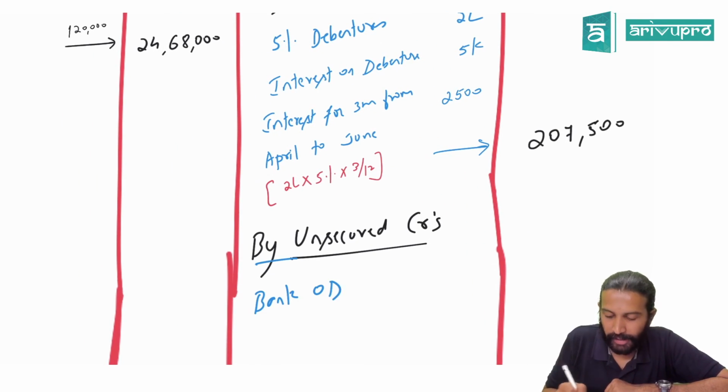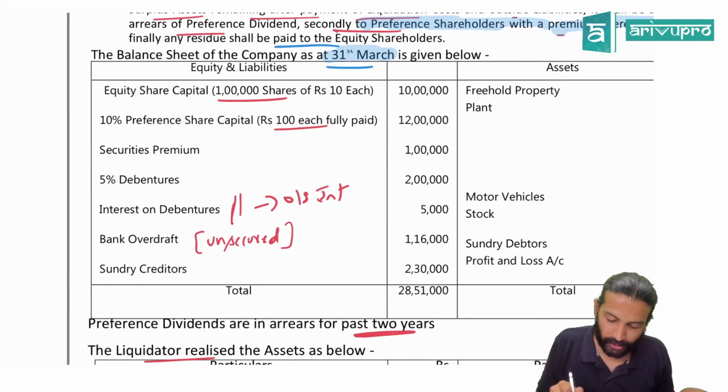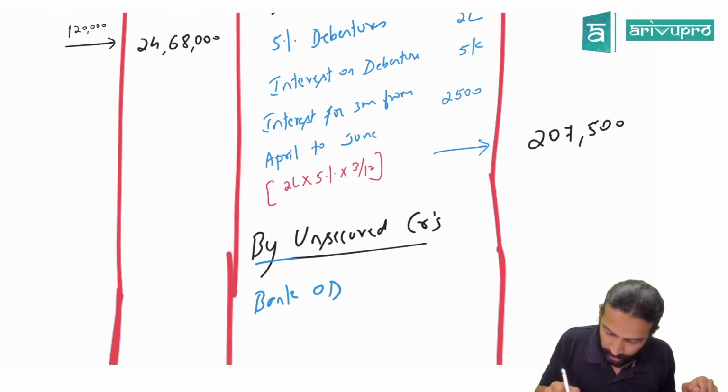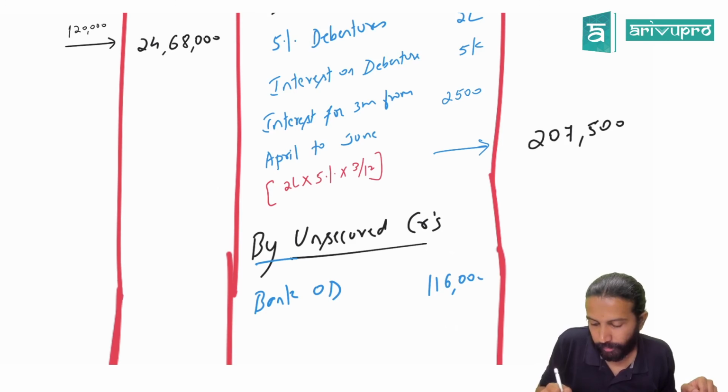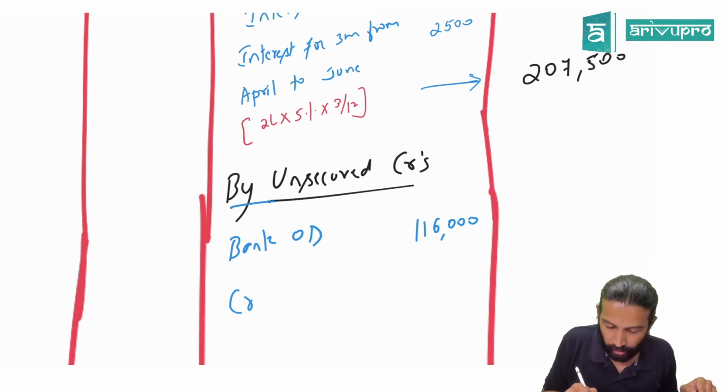Bank overdraft. Did we get any discount on bank overdraft, sir, or they didn't mention anything? If they don't mention anything, we have to pay the balance sheet value, which is 1,16,000, the full value, correct. This is bank overdraft. Next, unsecured creditors is your normal creditors.